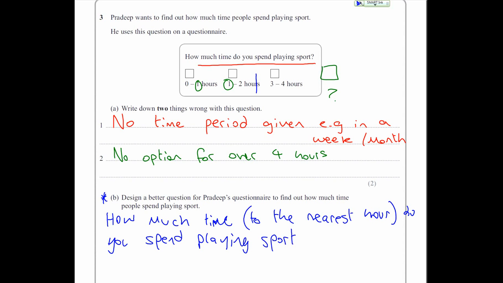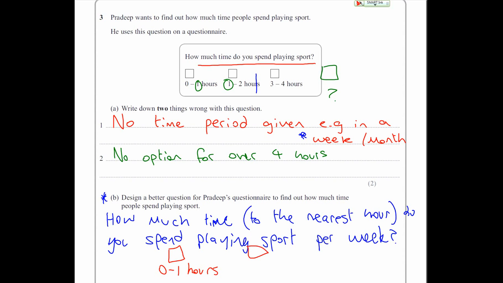And now we need a time frame, like we said. Let's just pick one per week. Now let's make sure that we improve our options. Because they're rounding to the nearest hour themselves, we don't have to worry about inequalities and things like that. So 0 to 1 hours.